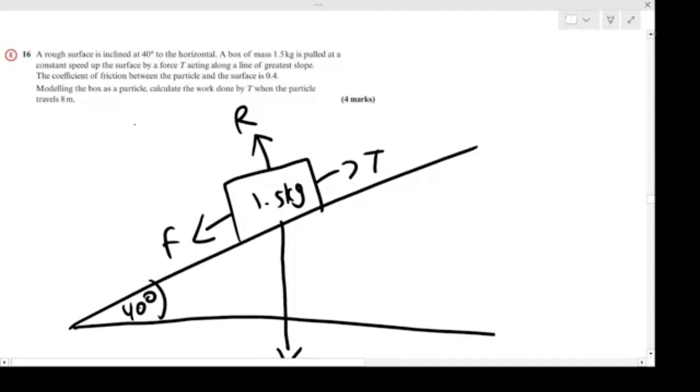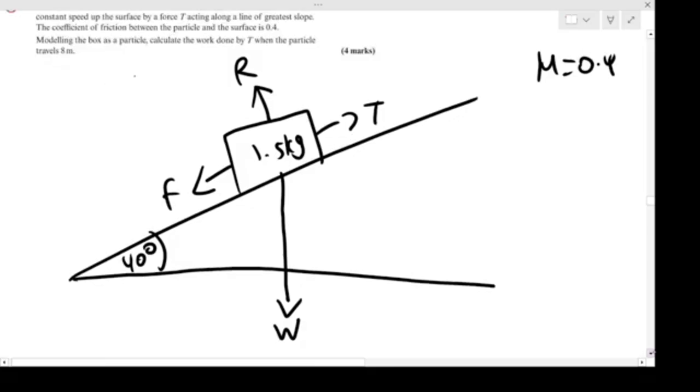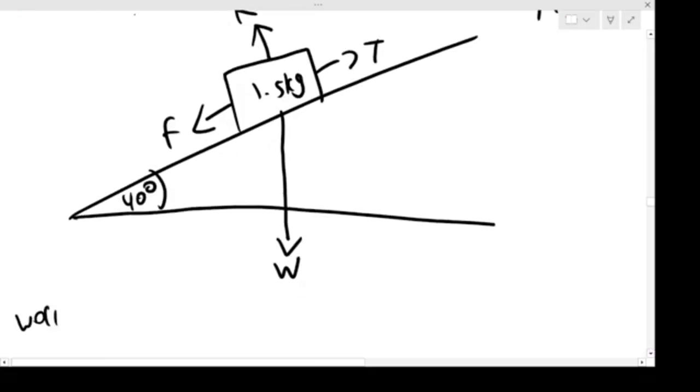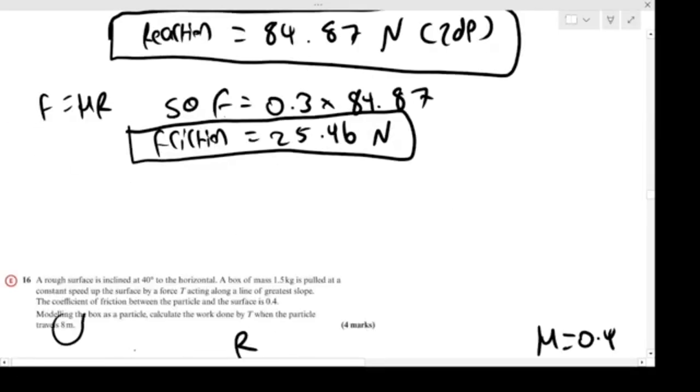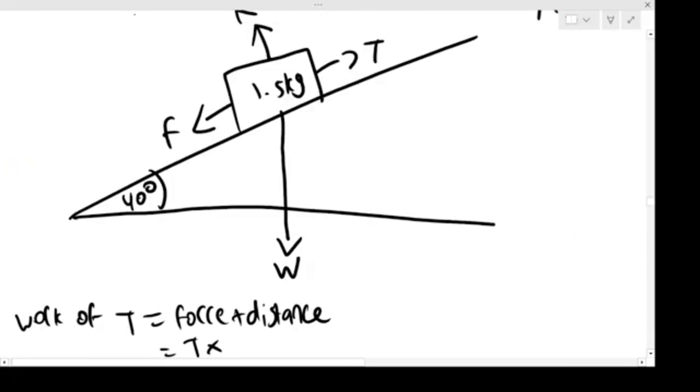I'm told that the coefficient of friction, which is mu, is 0.4. And there we are. So we need to calculate the work done for T. So the work of the force T, again, that's going to be force times distance, where the force is T and the distance we're told is 8. So we just need to find the force T, then we can find the work done.